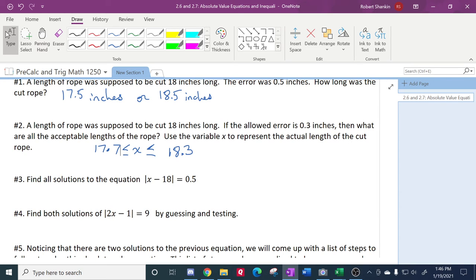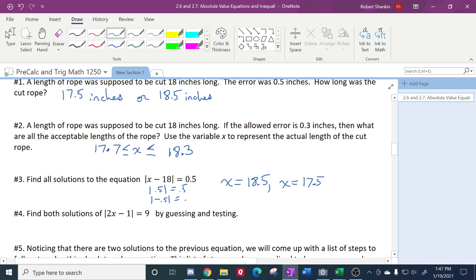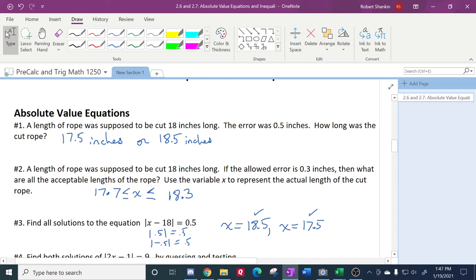Okay, and group 2, what do you have for that? We got 18.5 and 17.5. If I check my answer on both of those, let me put 18.5 in there. I'm going to get the absolute value of 0.5 is 0.5. And if I put 17.5 in there, I'm going to get the absolute value of negative 0.5 is 0.5. Both of them check. So this equation must have been somehow related to problem number 1, because these are the 2 answers for problem number 1.